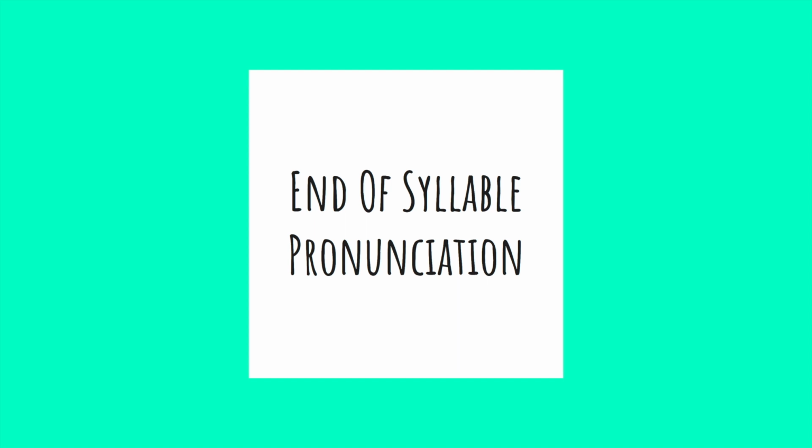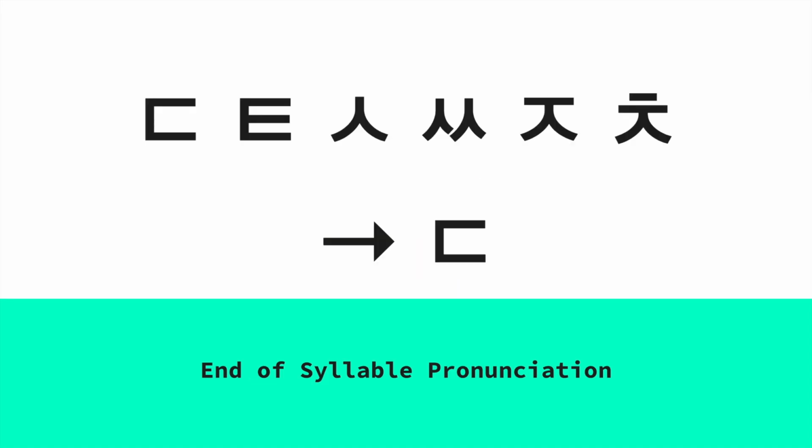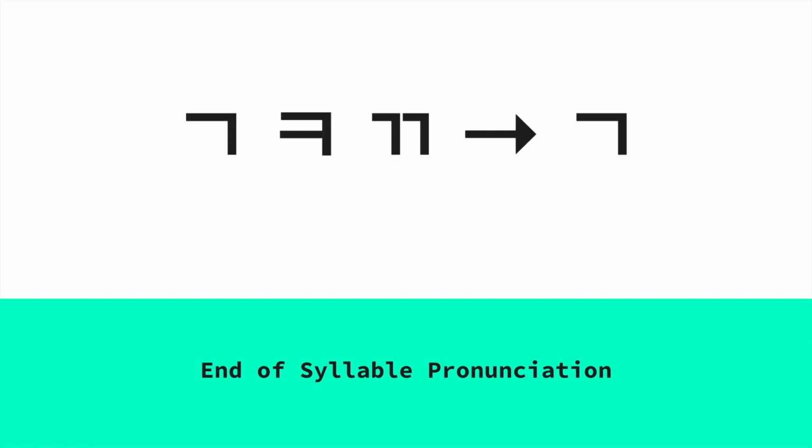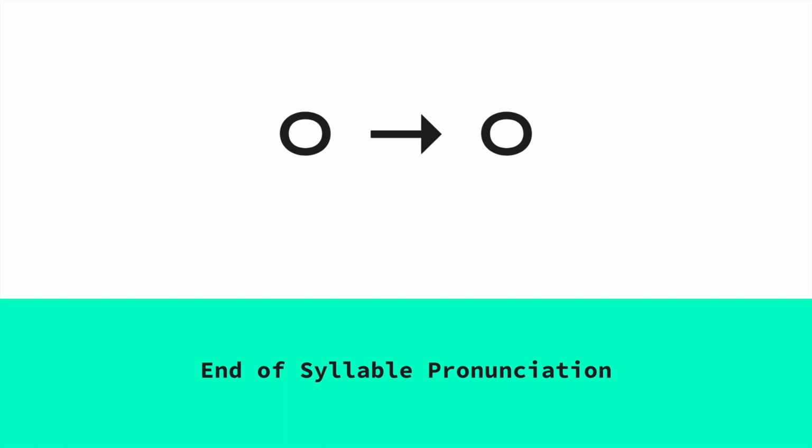End of syllable pronunciation. The letter that we pronounce in the beginning of the syllable sometimes sounds different at the end of the syllable. We'll show the examples of which ones sound different. When any of the letters at the top are at the end of a syllable, it is only pronounced like the letter that's at the bottom. That goes for this one as well. And then for this one, iung, at the beginning of a syllable, it sounds like an empty consonant with no sound, but at the end, it has an sound.